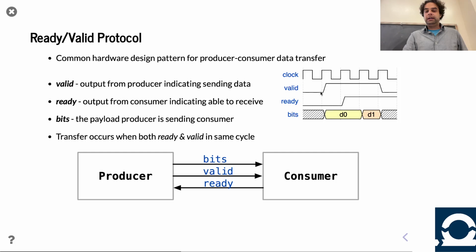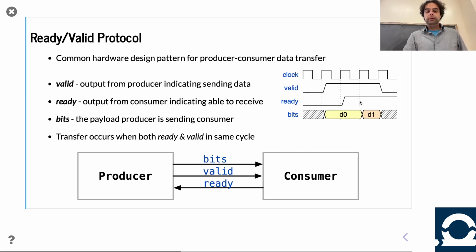And sure, there's a rising edge of the clock here where valid is true. So there is data to be sent, but the consumer is not ready to receive it. Ready is false, so no data is sent. The actual bits stay as they were originally. Then, a cycle later, we evaluate again. Both ready and valid are true. We call this firing. The handshake happens, and now we can send the data.